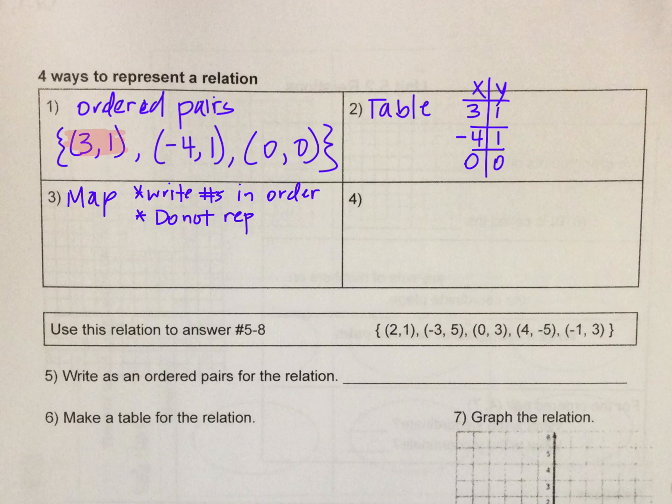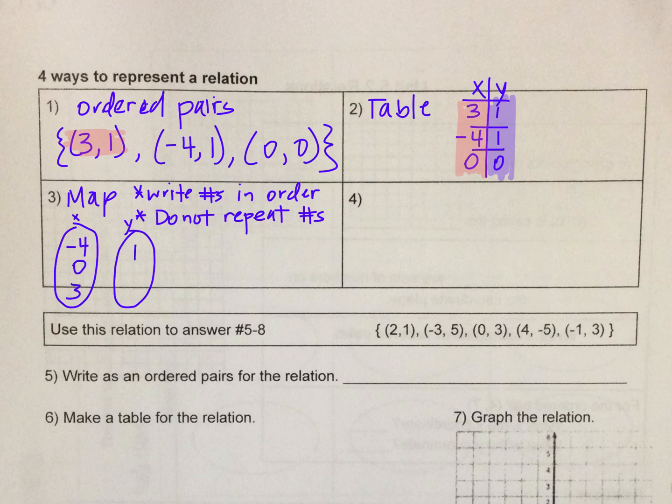So to do a map, we make 2 circles. And I'm going to go up and look at my table. This first circle is my X circle. The second circle will be my Y circle. When I look at my X's in the table, I need to put them in order. Well, the very smallest number in that list would be a -4. Second, 0, and then a 3. So now I need to do the same thing with my Y's. 0 is the smallest number. The next number is a 1, and the next number is a 1. I don't write the 1 twice because numbers do not repeat.